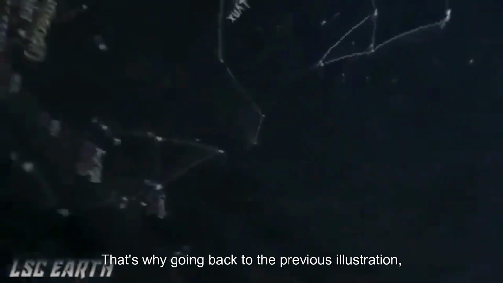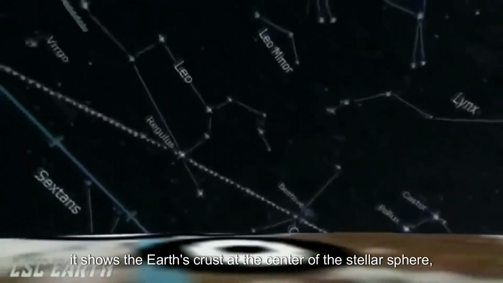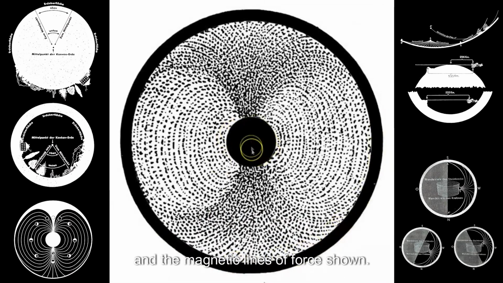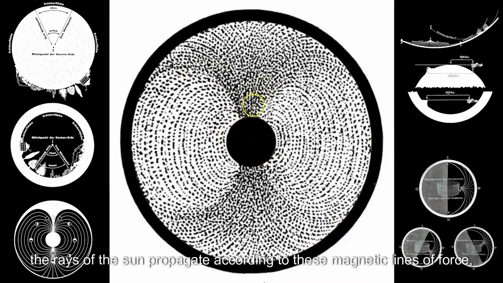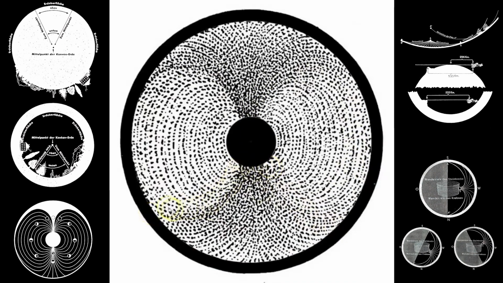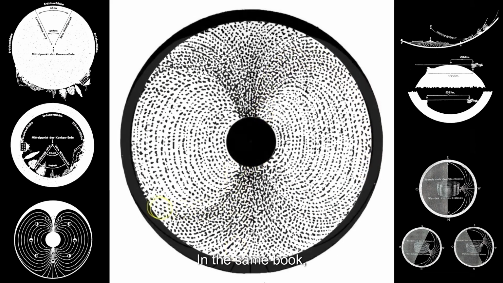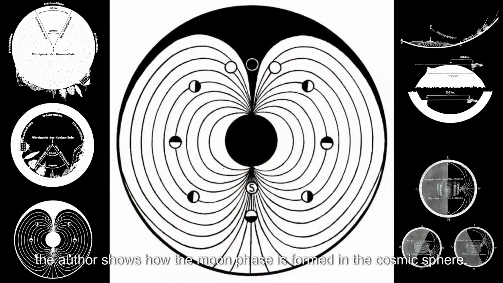That's why, going back to the previous illustration, it shows the Earth's crust at the center of the stellar sphere and the magnetic lines of force shown. Therefore, the rays of the sun propagate according to these magnetic lines of force. That is to say, they propagate in a fan shape. Therefore, when bypassing a large part of the universe in internal space, some light falls on the ground and some light bypasses the ground.